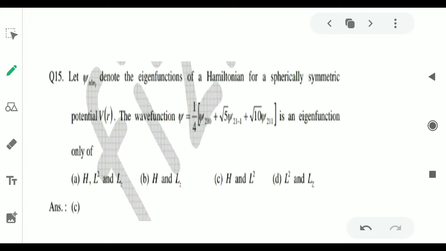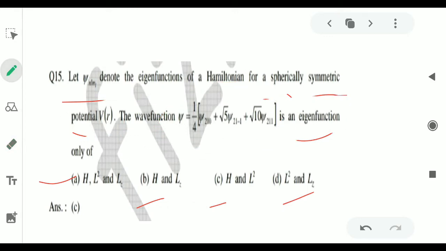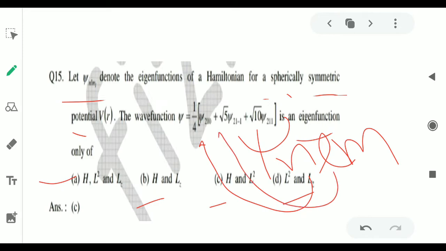Okay, now the next question is: psi nlm denotes the eigenfunction of the Hamiltonian for a spherically symmetric potential V(r). The wave function is given by this. He is given the wave function, and he is asking what the eigenfunction will depend on, from the following options. Here I will tell you a concept: if it is written psi nlm, the first value denotes n, the second denotes l, and the third denotes m.